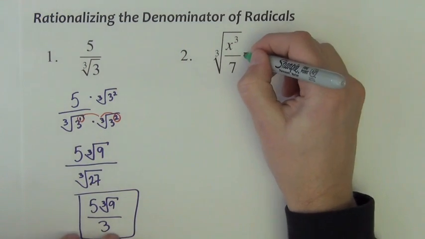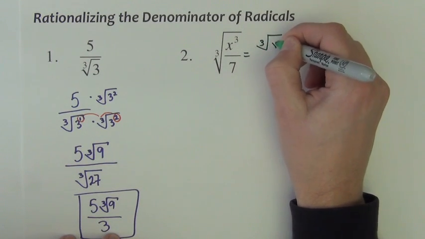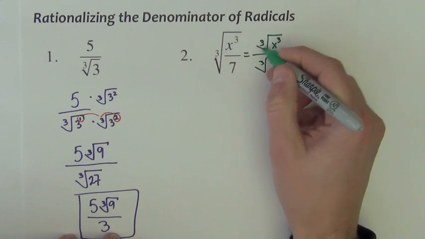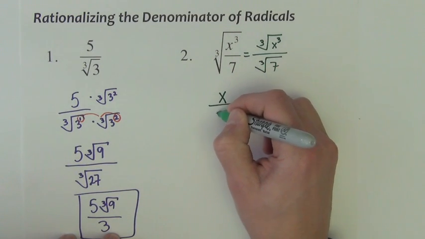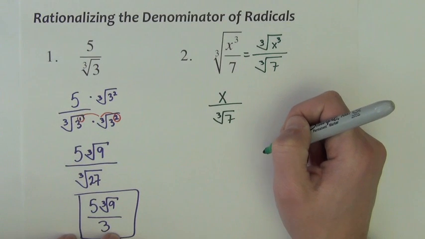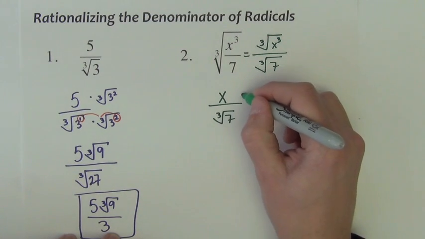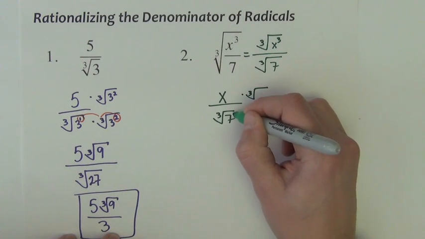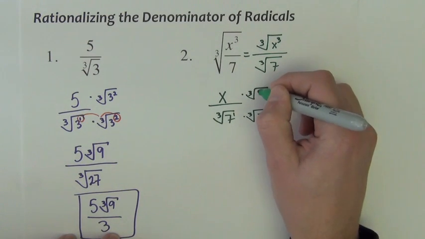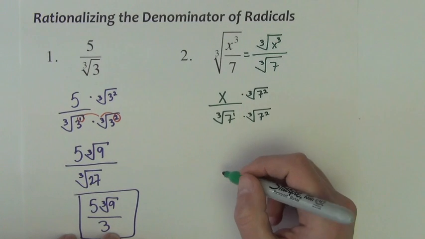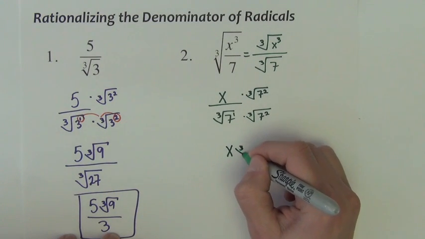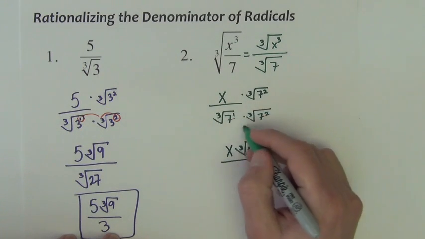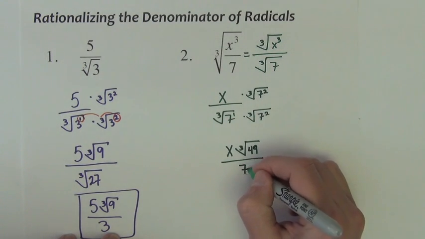Okay, the next one I could begin by splitting it up. Cube root of x to the third over cube root 7, which makes just x divided by cube root 7. Now we'll multiply top and bottom by a cube root. This is 7 to the first, so we need 7 squared. Get x cube root of 7 squared, which is 49, over, this is just going to simplify to 7.